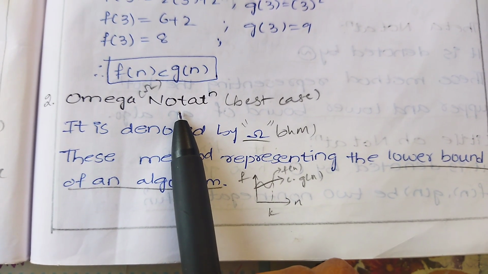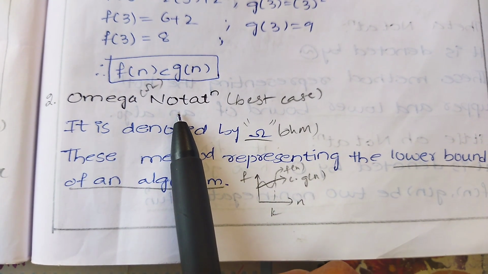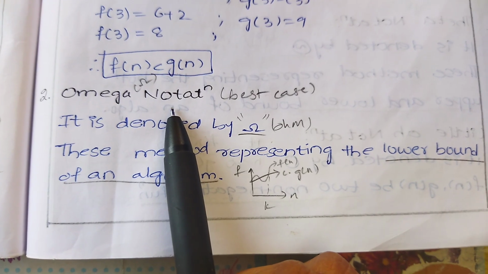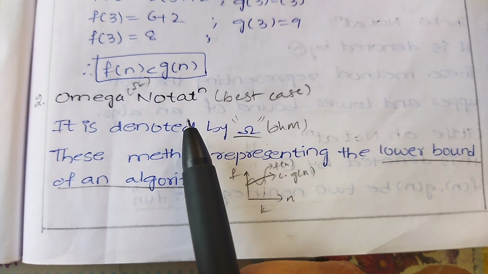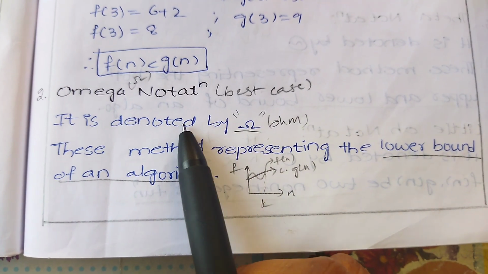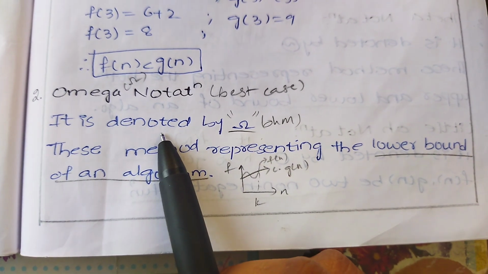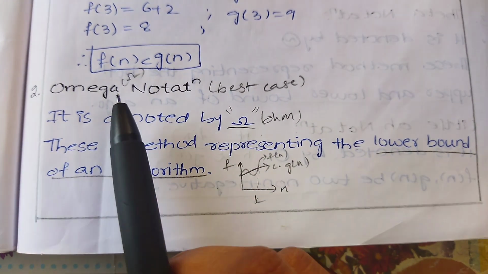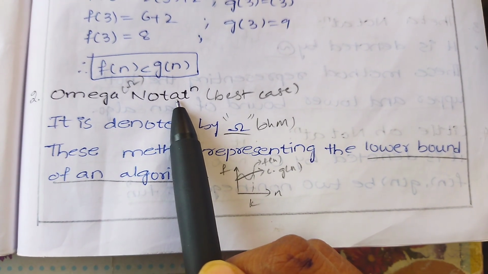Omega notation. This is the second type of asymptotic notation. If you have not watched the video on big O notation, it is on our channel. Please go and watch it. Omega notation. It is the second type.